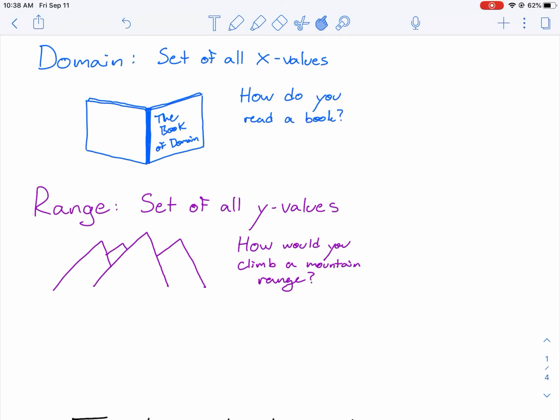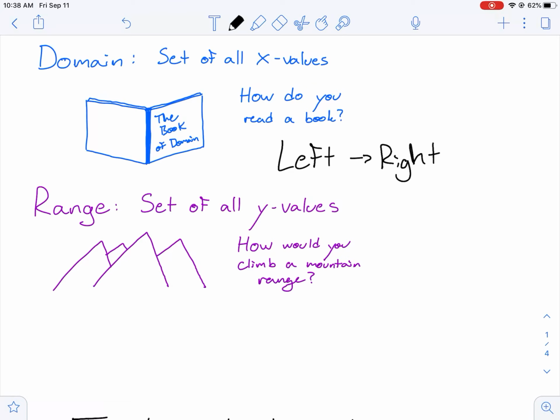I use the book of domains here because, if you're going to read a book, how would you read a book? That's going to be left to right. So when you're looking at a function on a graph, whether it's a normal function or a piecewise function, you're always going to read the domain from left to right. Same thing with your range. It's the set of all your y values.